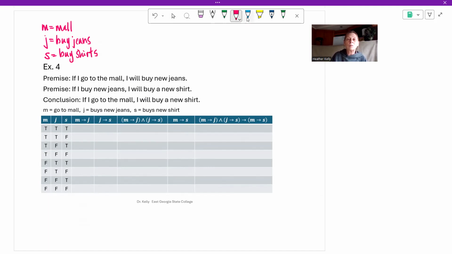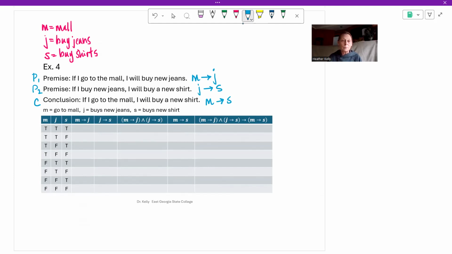Okay, and then also let's go ahead and figure out our premises here. If I go to the mall, M, if M, then J, right? So that's premise 1. Premise 2 is if I buy new jeans, I'll buy a new shirt. So if J, then S. So our conclusion here, C, is if I go to the mall, I will buy a new shirt. If M, then S.